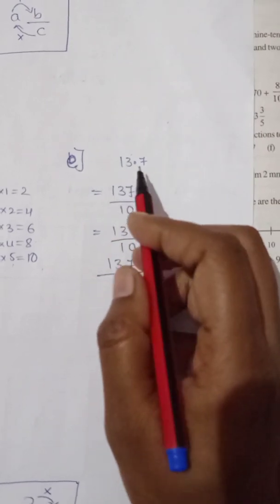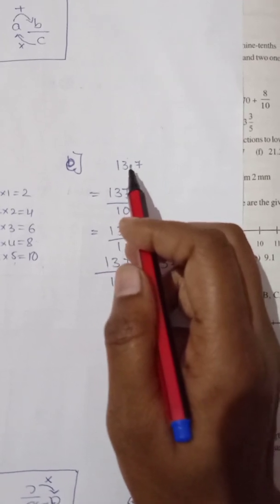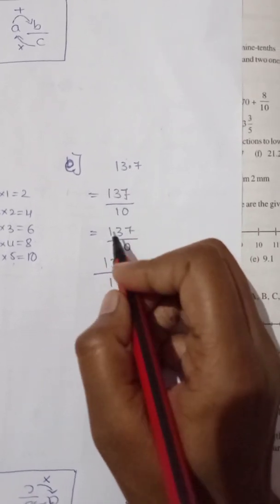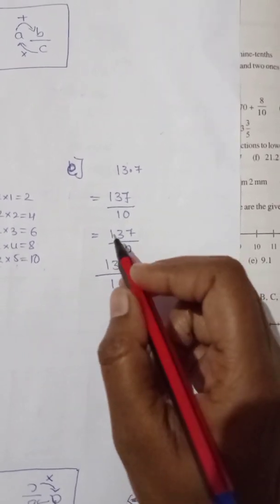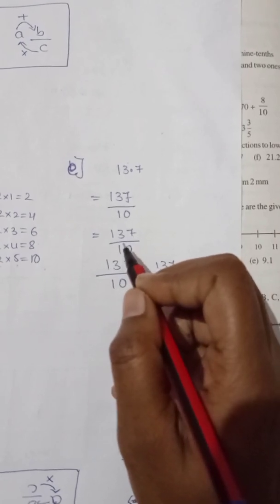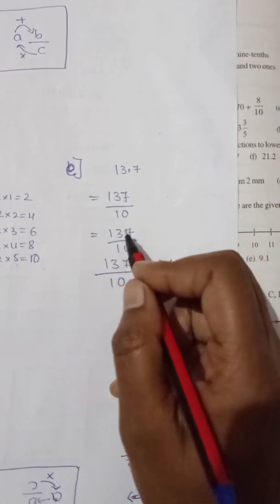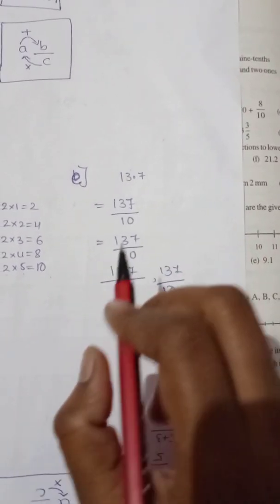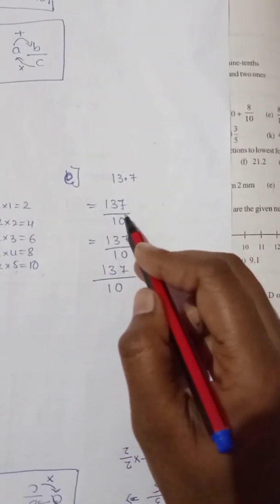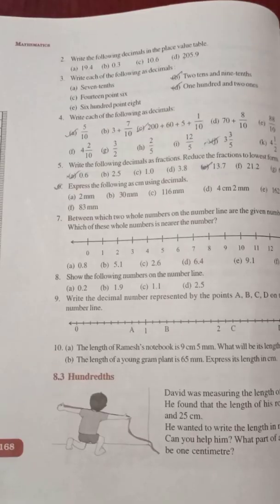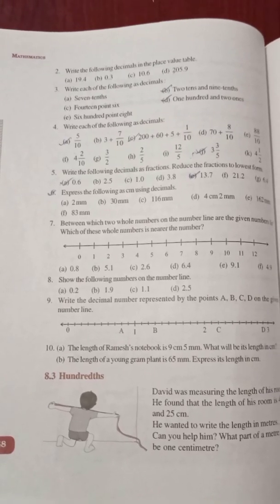13.7. So as I told before, after one number from the right side, if we have a decimal point, that means what is the denominator? 10. 137 by 10. Children, if I divide 137 by 10, we will get the answer in the form of a decimal number again. So I won't divide this. And what is the reduced form of this fraction, children? That is 137 by 10 only. I'll keep it as it is.